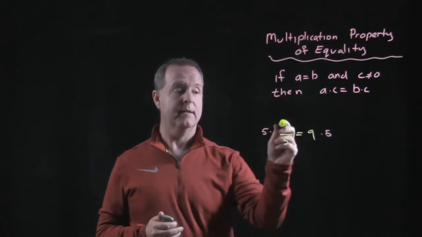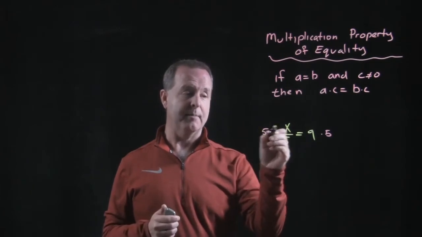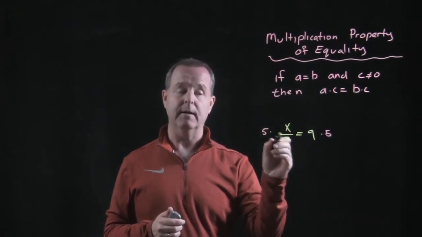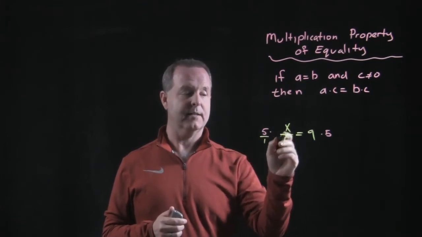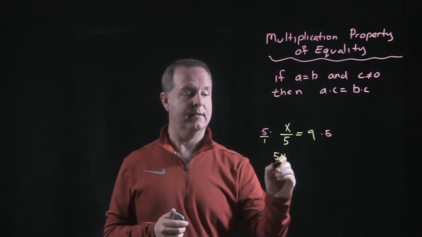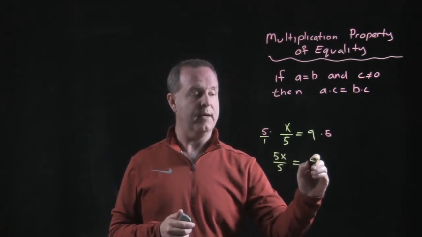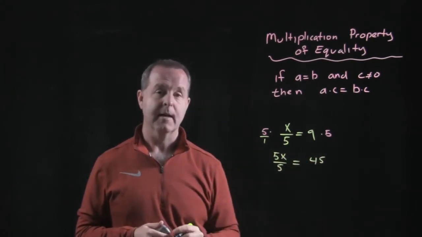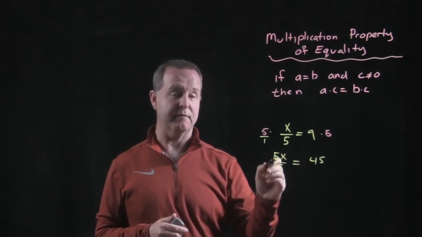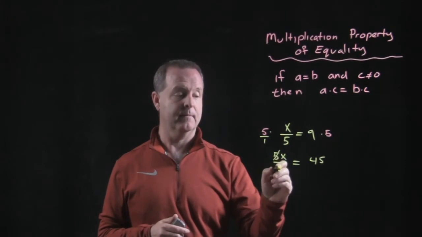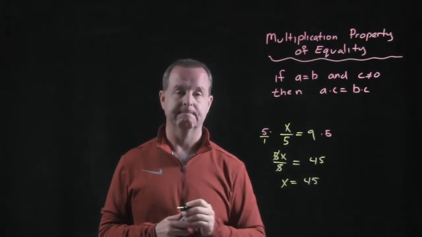So 5 times x over 5. Remember how to multiply fractions: top times top, denominator times denominator. And the denominator of the 5 is a 1. So 5 times x produces a 5x, and 1 times 5 is a 5. The right side equals 45. I notice there's a clever version of 1 in this term, so I can factor out the 5 from the top and the bottom. And I'm left with x equals 45.